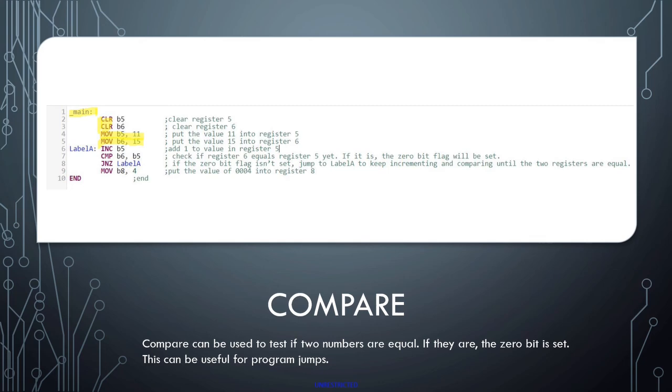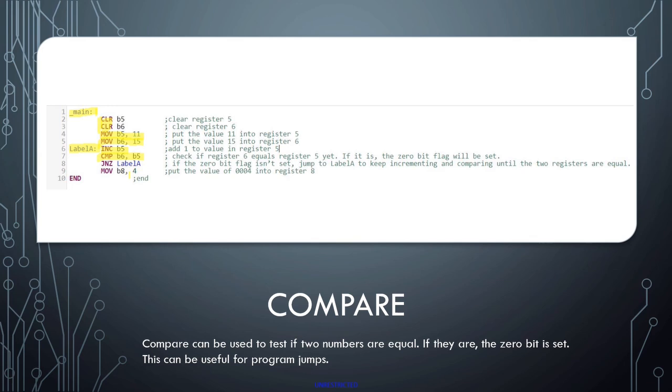Okay, so we've populated register 5 with 11 and register 6 with 15. Now we have label A, so presumably we'll loop back here at some point. This is the start of essentially our loop. We are going to increment B5 so that 11 becomes a 12, and we'll keep adding 1 to register 5. So we'll go 11, 12, 13, 14, 15, and so on. Right after that, we are doing a comparison. We are checking if B5 equals B6. Well, 12 doesn't equal 15, and so the 0 flag bit is not set, right?